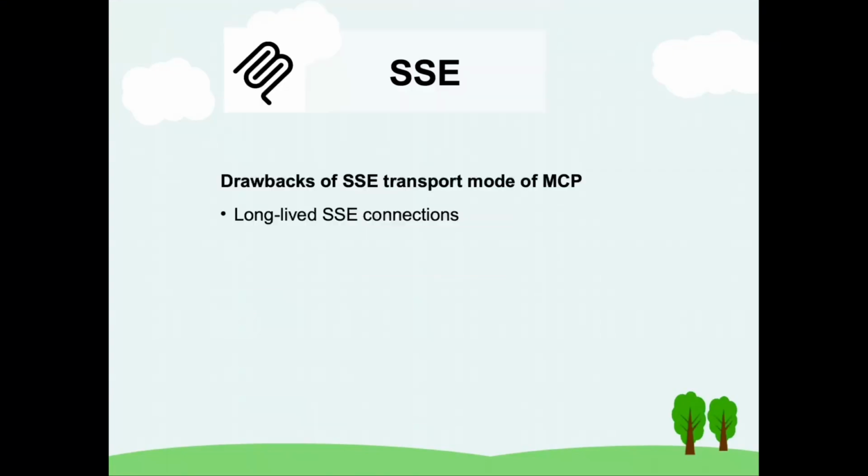Let's continue the discussion now. What are the drawbacks of the SSE transport mode? The first one is long-lived SSE connections. Servers need to maintain a long-lived connection for each client. This causes significant resource consumption. The next one is no support for reconnection or recovery. When an SSE connection drops, all session states are lost, forcing clients to re-establish the connection and reinitialize the entire session.